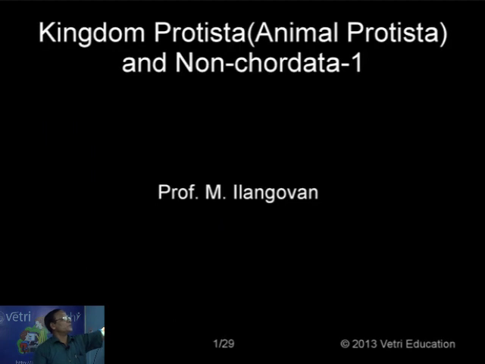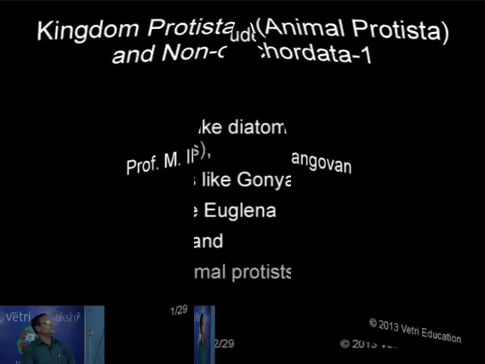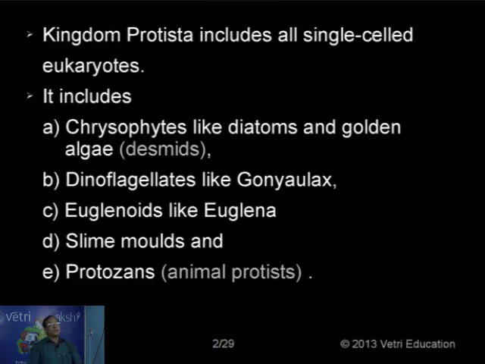The next part is about this in detail. Now, kingdom Protista. Under the five kingdom classification, we have Protista. You know the first one is Monera, the second one is Protista, then Fungi, Plantae and then Animalia. Now let us start with the kingdom Protista.